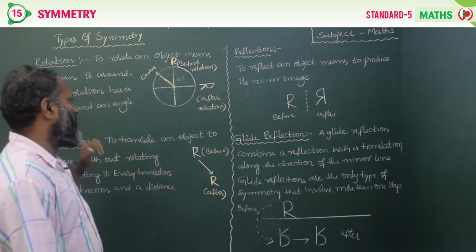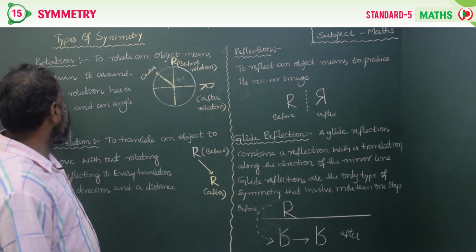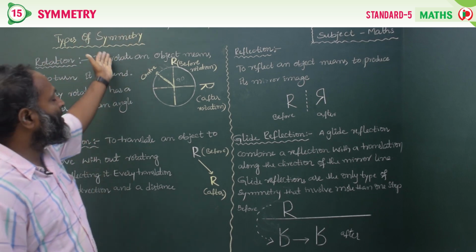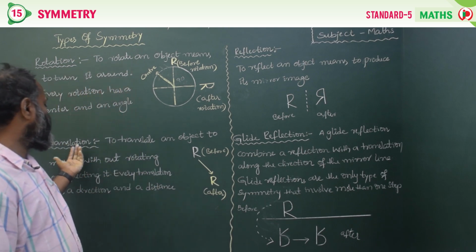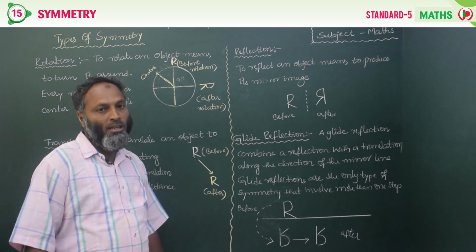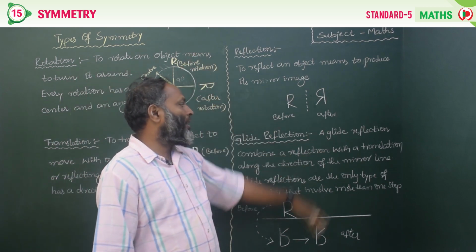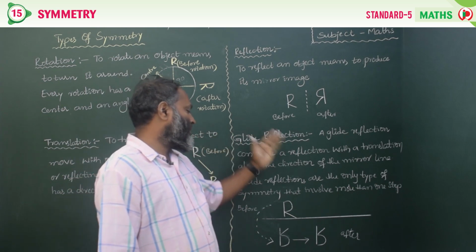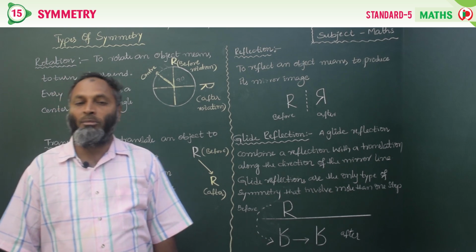So how the position, how the object shape will change. So this is the rotation: if we change by 90 degrees, then how it will come. Then in translation, how the object shape will come. Then in reflection, how the mirror image will form. So in gliding reflection, how the gliding reflection will form. So all these concepts you should remember. Okay.